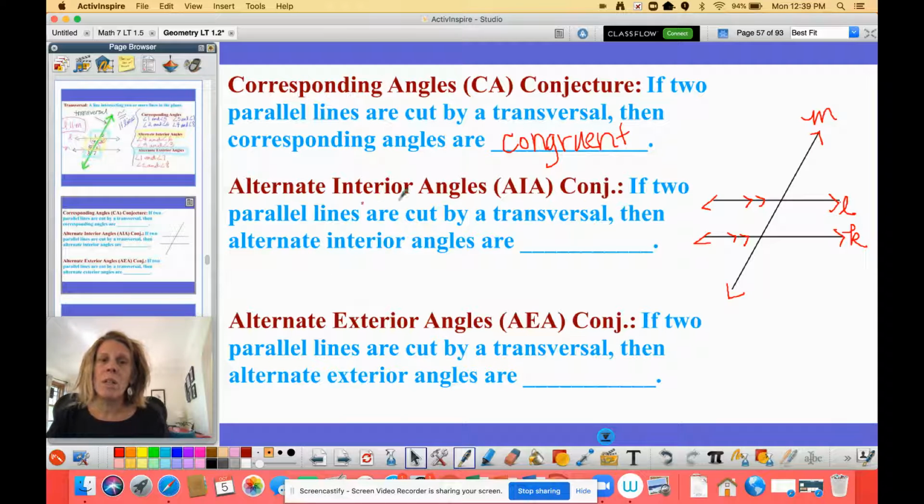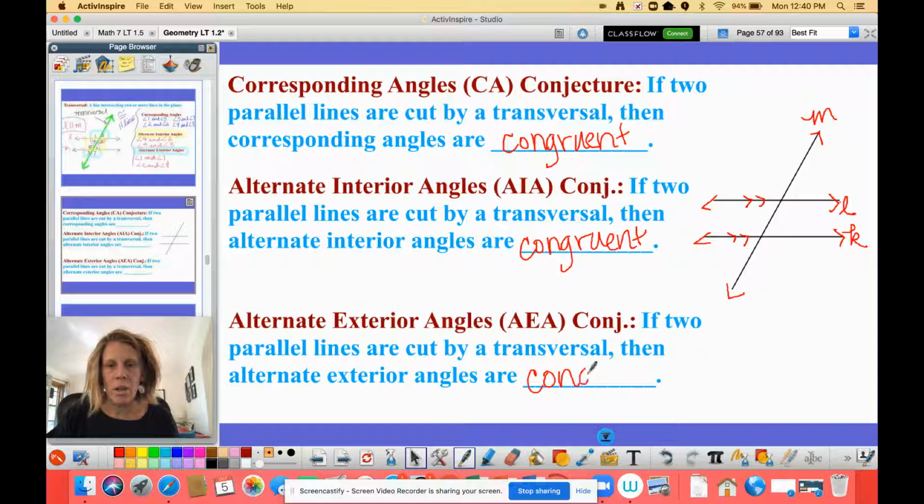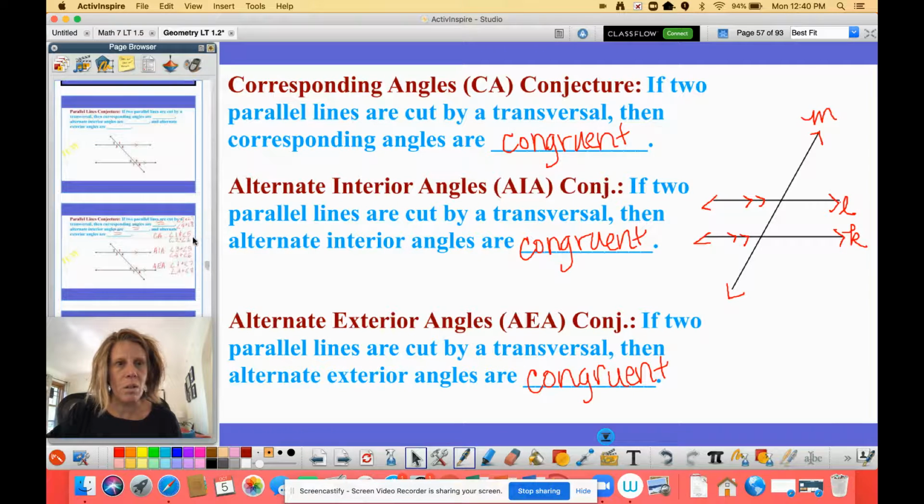For alternate interior angles, the AIA conjecture: if two parallel lines are cut by a transversal, then alternate interior angles are also congruent. And then the alternate exterior angles conjecture: if two parallel lines are cut by a transversal, then alternate exterior angles are congruent. If you need to pause the video to get those conjectures down, please do that. Those are very important.